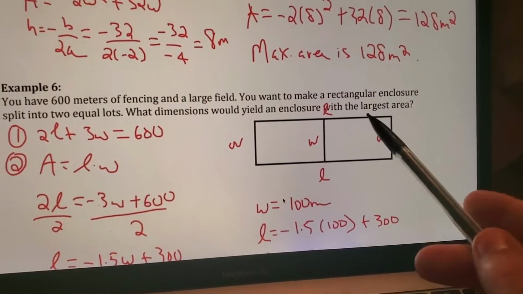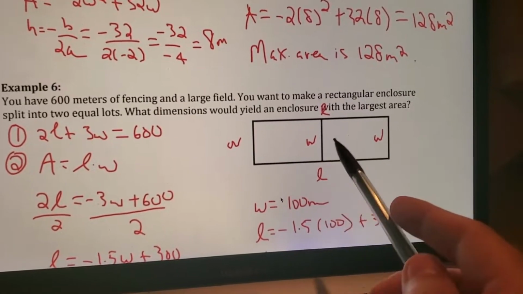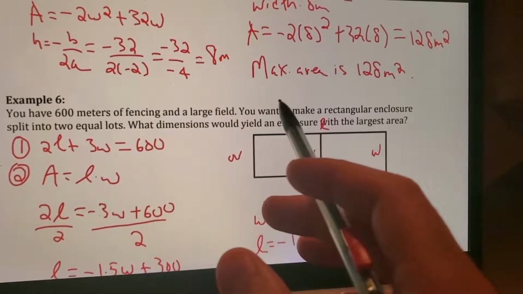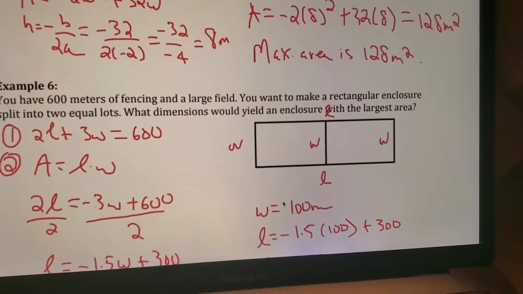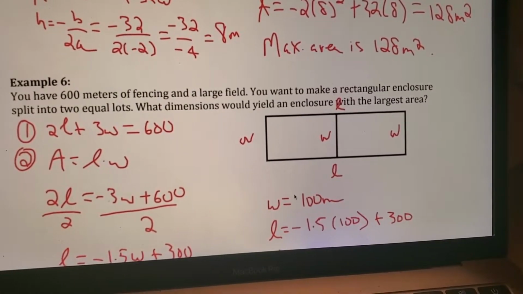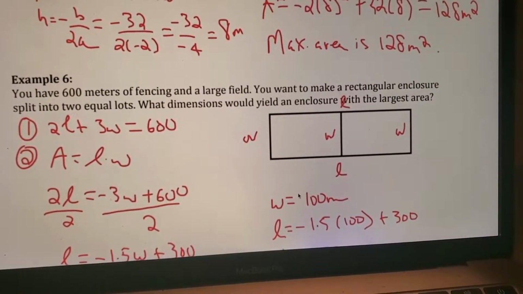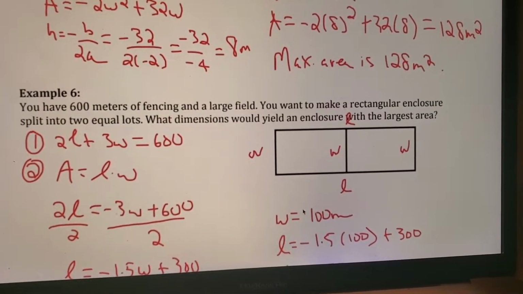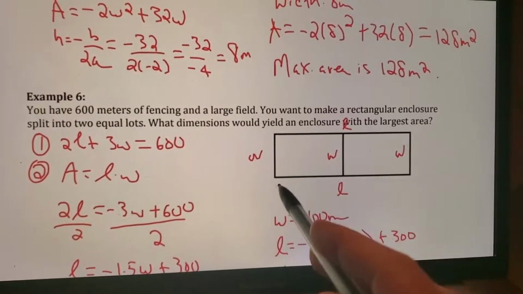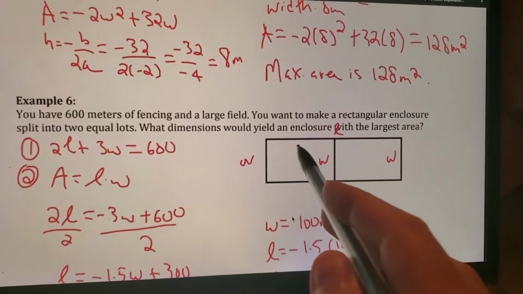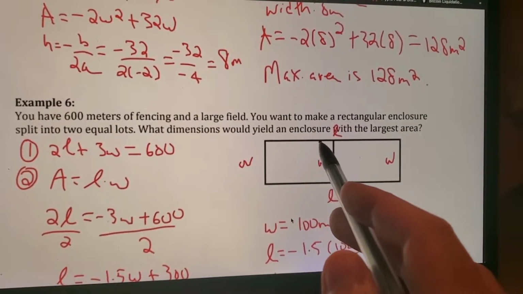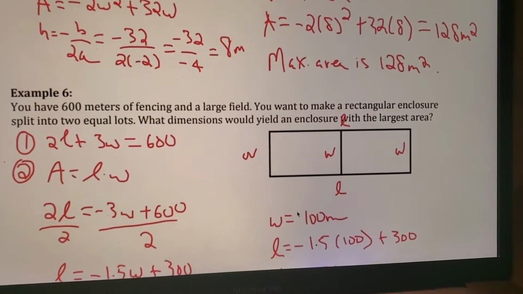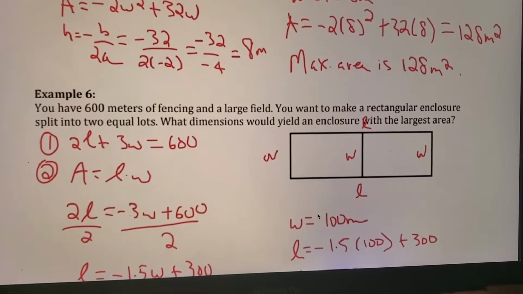Okay, so this is the enclosure. You want to have two different lots, but you want the width and the length to be such that they yield the largest enclosure, right? And you only have 600 meters of fencing. So how are we going to do this? How are we going to make an enclosure with two different lots that will yield the largest enclosing? It's a very interesting question.